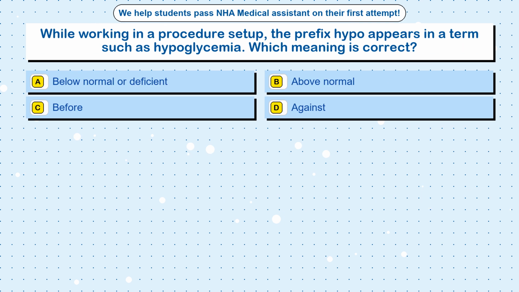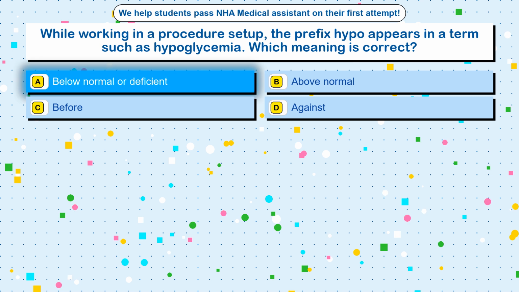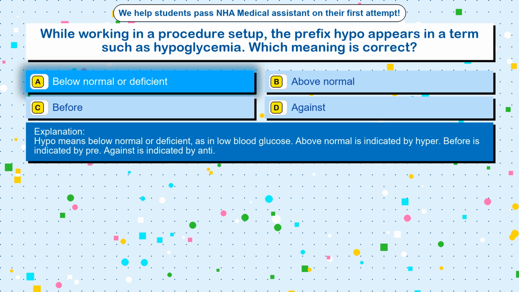Question 78. While working in a procedure setup, the prefix hypo appears in a term such as hypoglycemia. Which meaning is correct? Option A, below normal or deficient. Option B, above normal. Option C, before. Option D, against. The correct answer is option A, below normal or deficient. Hypo means below normal or deficient, as in low blood glucose. Above normal is indicated by hyper. Before is indicated by pre. Against is indicated by anti.